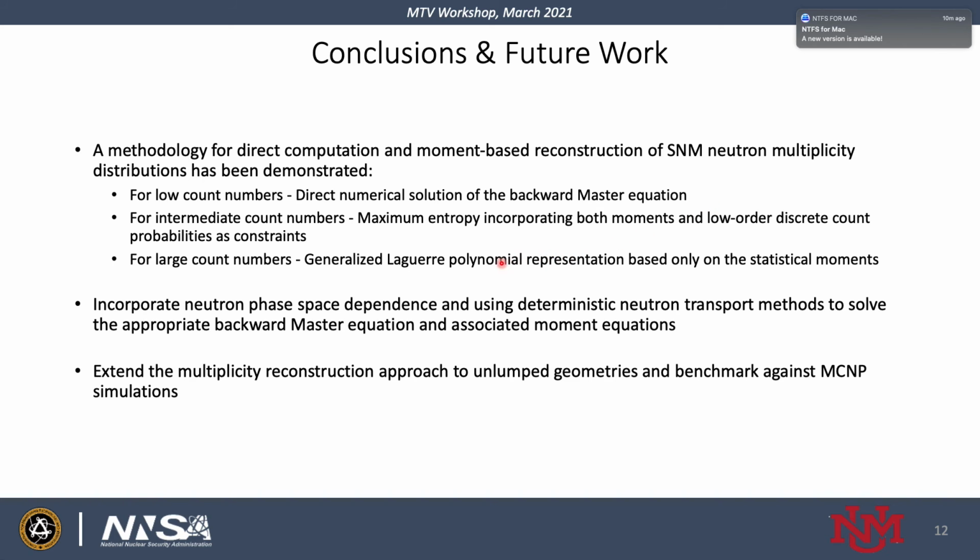Another thing we're working on as well is extending the multiplicity reconstruction methods to unlumped geometry and benchmarking against MCNP simulations. To that end, I've started an internship with Los Alamos National Laboratories under the mentorship of Jessen Hutchinson, where I'll be working on uncertainty quantification, and I hope to gain more experience developing MCNP benchmark simulations.